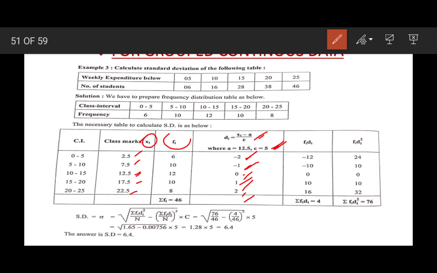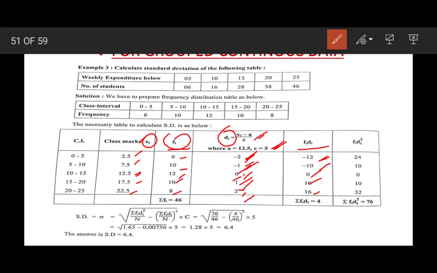After that what am I going to do? I am going to multiply this f with d. So f into d. 6 into minus 2 is minus 12. 10 into minus 1 is minus 10. 12 into 0 is 0. 10 into 1 is 10. 8 into 2 is 16.